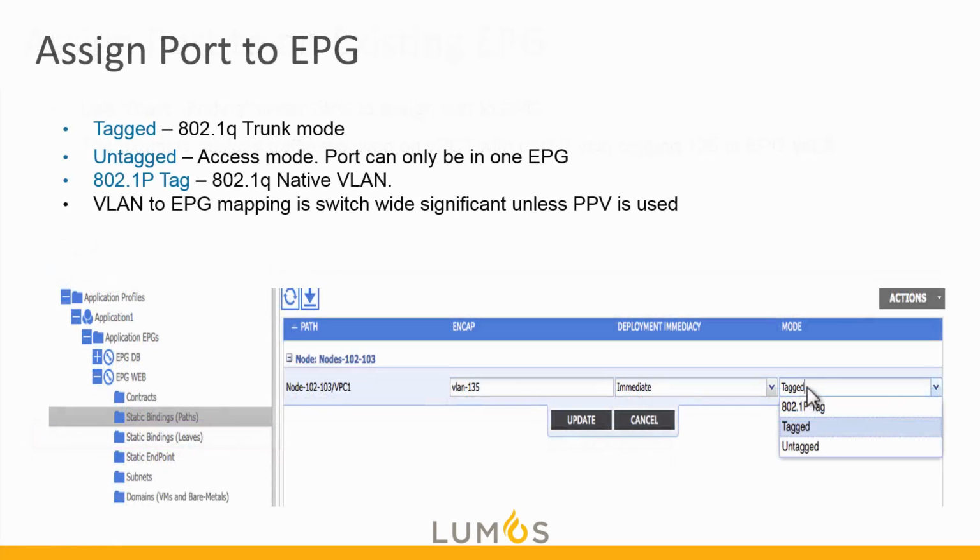And we have a few different options here for the mode. The mode can either be tagged, which is an 802.1q trunk, and we're sending the VLAN ID. Untagged, which is essentially access mode, okay? Or 802.1p tag, which is kind of a misnomer because it tends to indicate layer 2 class of service, but in ACI, for some reason, it was named this, and what it really means is the 802.1q native VLAN.